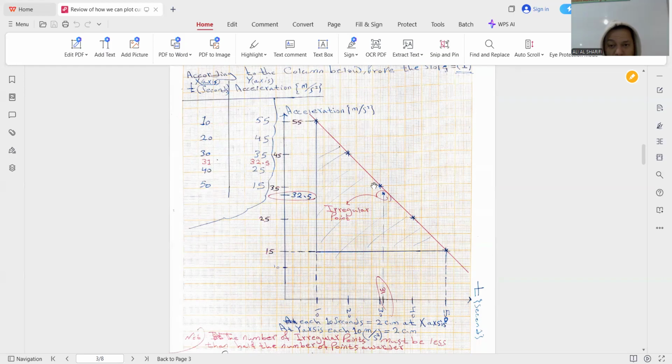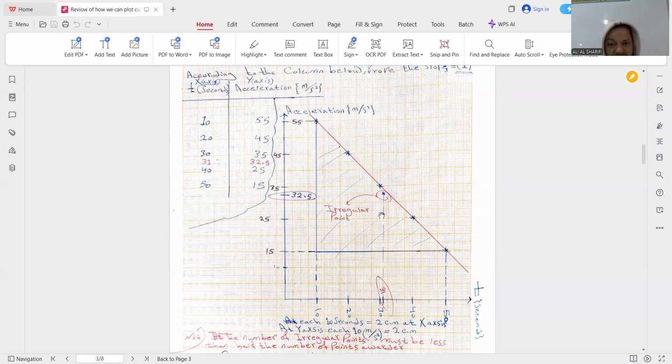Let me plot all of these points, 1, 2, 3, 4, 5, from up to down, because the first point was from the column 10 with 55. Like I said in the lecture today, slope is a two-dimension figure. That means it has some position at x and, at the same time, another number at y.